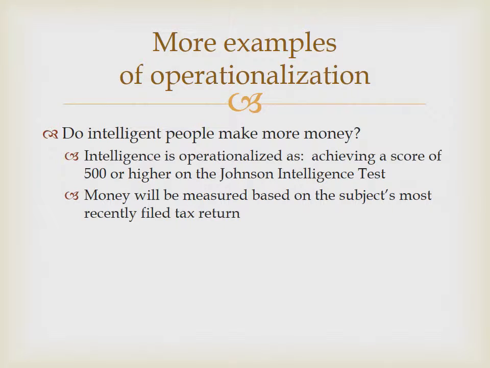So maybe the question is, do intelligent people make more money? And maybe in our case, we decide we are going to operationalize intelligence as the achievement of a score of 500 or higher on the Johnson Intelligence Test. And by the way, I just made up the name Johnson Intelligence Test for the sake of demonstration. So if you haven't heard of it, that's why. But that's how, in this imaginary study, we are going to operationalize intelligence.